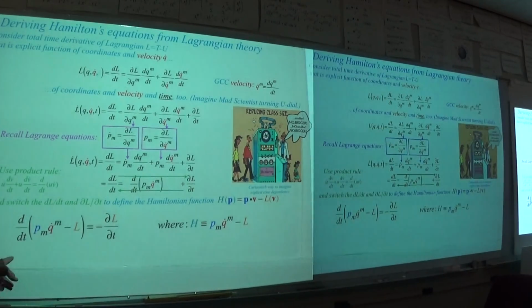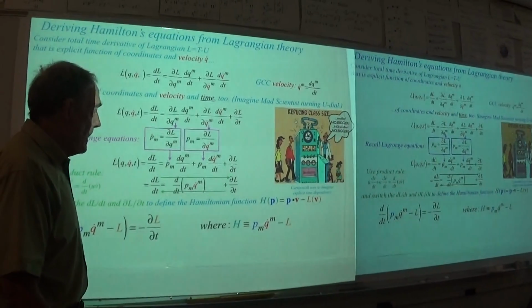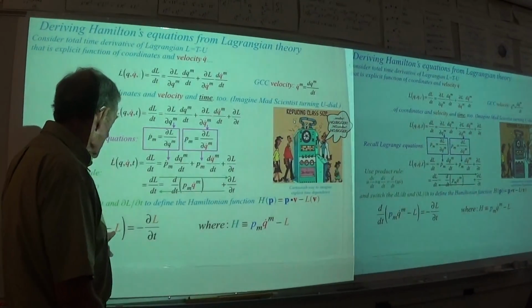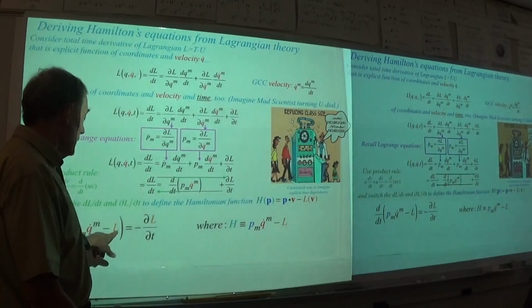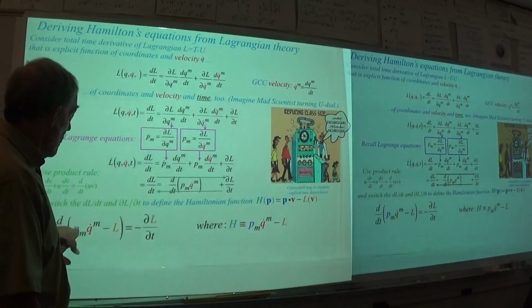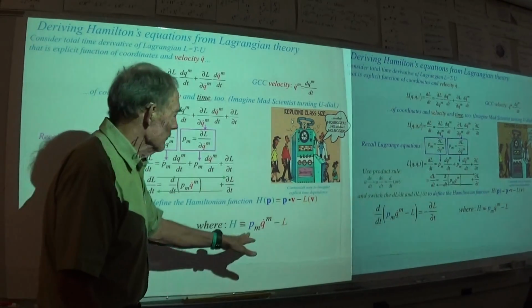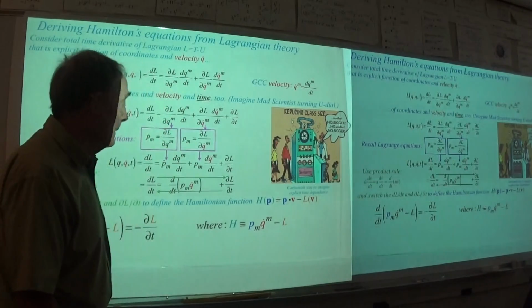In any case, the idea is that this total time derivative of this quantity right here, that is the difference between the Lagrangian action and just the raw momentum times velocity action, that difference is the Hamiltonian.